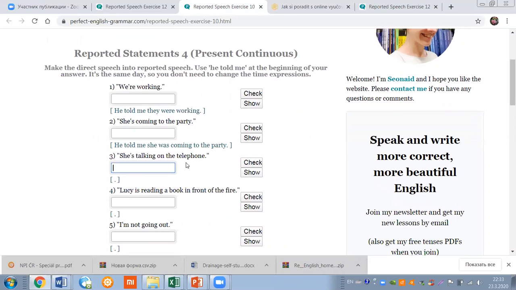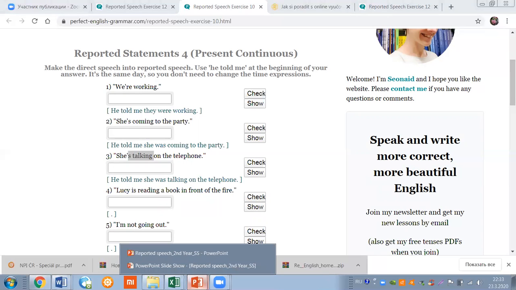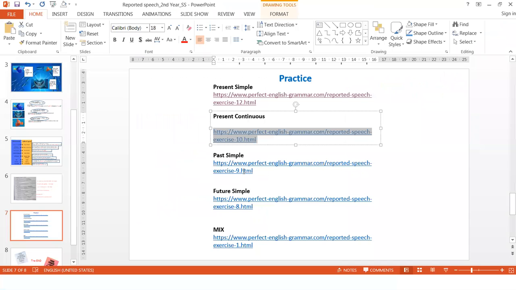She's talking on the phone. What's the past form of this form? "Is talking" is changed to "was talking". So this is how it works. Really easy. You simply need to keep in mind this rule. Now we'll look through one more example, and this time that'll be past simple.